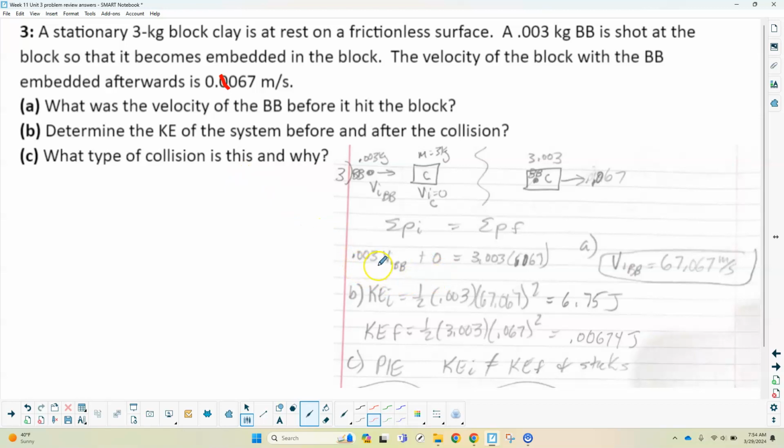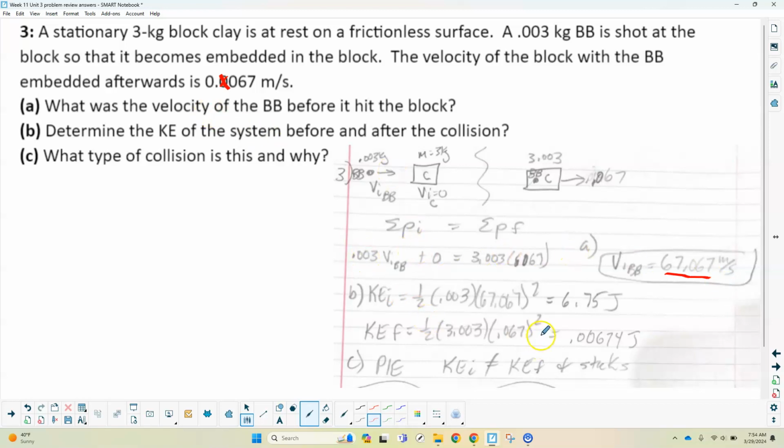In the beginning, you have the BB mass times its velocity, and the second term for the total momentum would be 0 because the block isn't moving. After they're stuck together, 3.003 is the total mass of the BB inside the block. I'm sorry, I used the wrong number there, but 0.067 is what I used in my calculation. So you solve for this and divide by 0.003, and you'll get 67.067 for your solution. I'll double check that to make sure I didn't make another mistake. Yeah, 67.067 is the right number for those values.